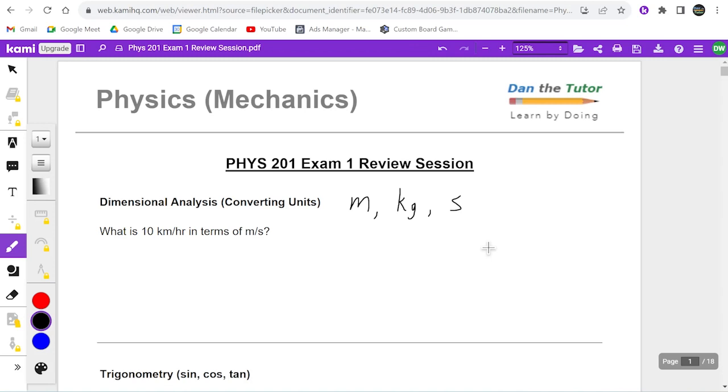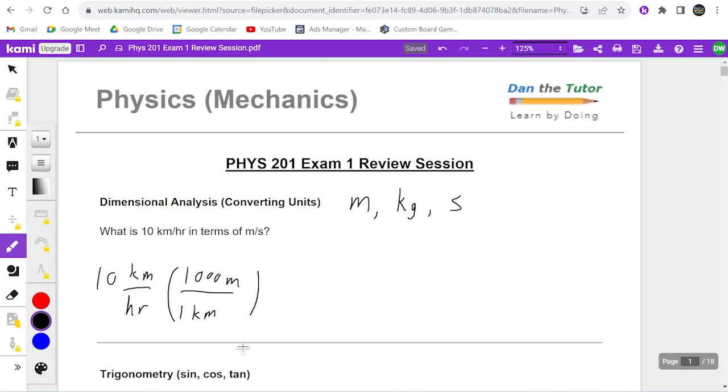So in other words, when I have 10 kilometers per hour, and I want to know what that is in terms of meters per second, a lot of you know how to convert this very easily. Others of you don't. I don't care if you know how to or not. Here's what I do, and here's what I recommend you do. First, I write out 10 kilometers per hour, just like this. And then the first conversion factor is there are 1,000 meters in 1 kilometer.